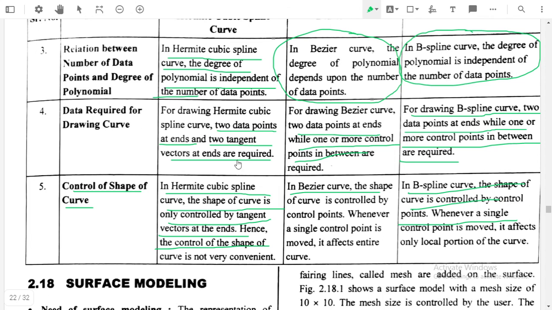So this is the difference between the Hermite cubic curve, the Bezier curve and the B-spline curve. Okay, so this is regarding all the synthetic curves. So today we will stop here. In the next lecture we will discuss the next part.